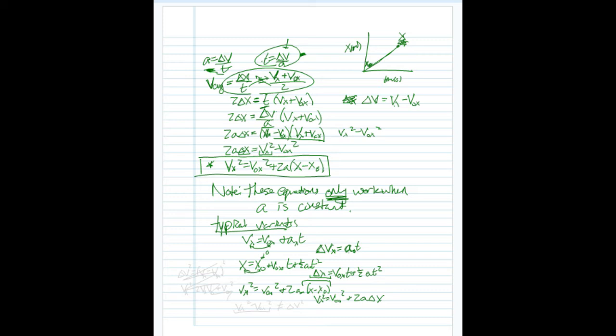I do want you to note that vx squared minus v0x squared is not the same as delta v squared. Delta v squared, I'm going to do that over here, would be equal to (vx minus v0x) squared, which would be vx squared minus 2 vx v0x plus v0x squared. So you note that's not the same. So you do have to be careful.